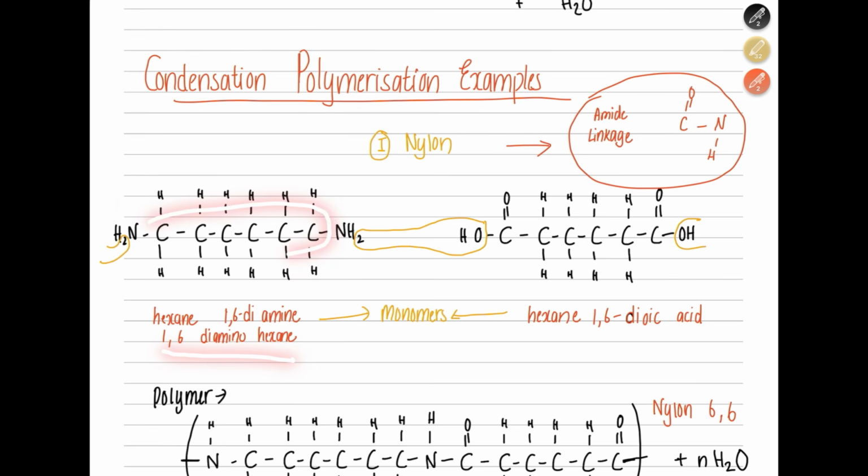So you basically have hexane, 6 carbon, and you have diamine, 2 amine groups NH2 NH2, which are bonded to the first carbon and the 6th carbon. So this is one monomer. On the other side, you have another monomer, which is hexane in the center, and then you have 1,6-dioic acid.